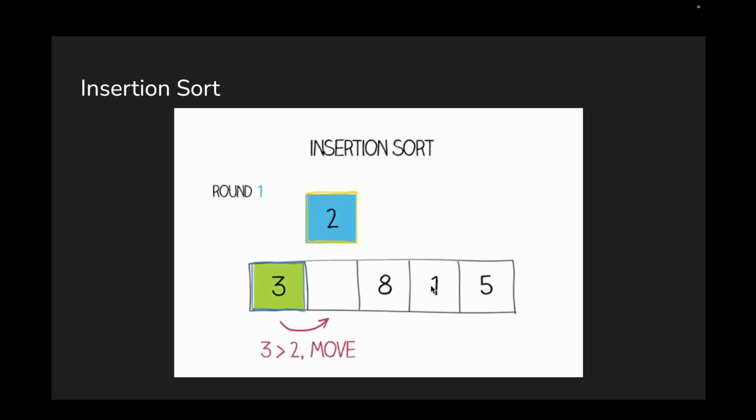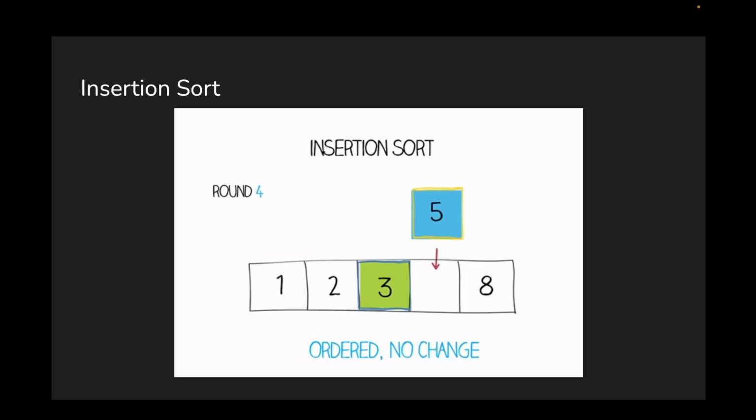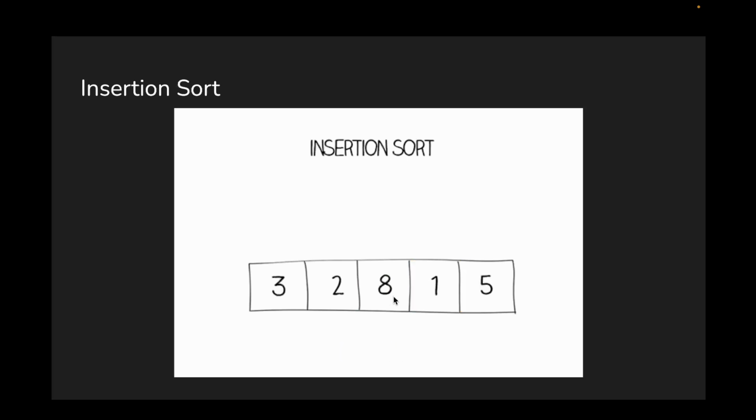So it's kind of like we're building the sorted array from the left-hand side instead of the right-hand side, as we did with bubble sort. And the reason why this is going to be more efficient than bubble sort is that we don't have as many comparisons as we do with bubble sort.